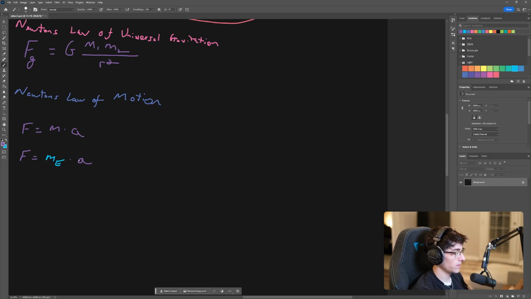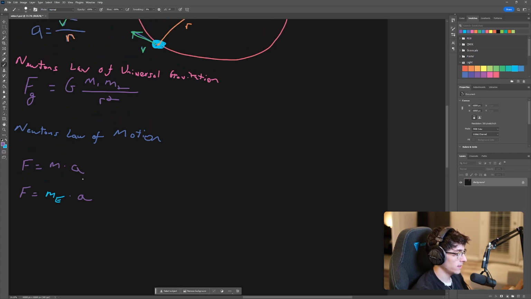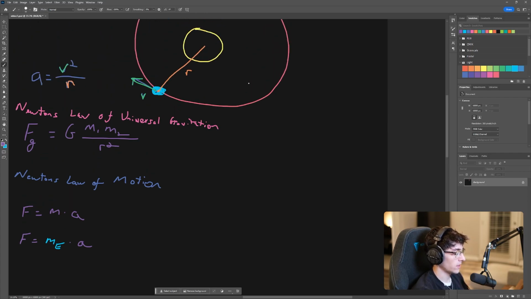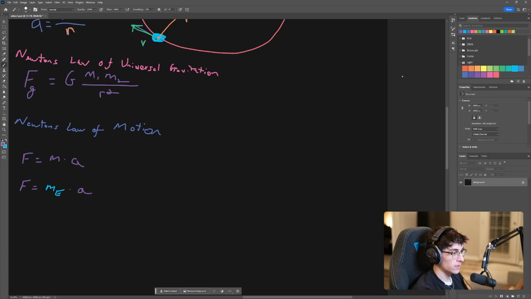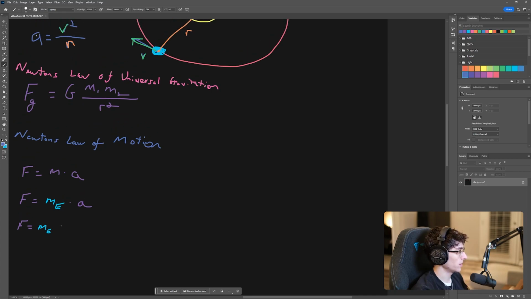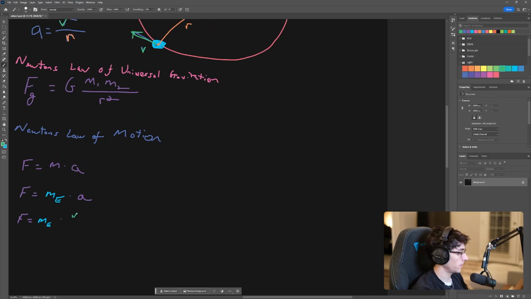All right, cool. But wait a second, we know that a in Earth's orbit, its acceleration, is due to its centripetal acceleration, and we know that centripetal acceleration is a equals v squared over r. So let's replace this a with what a is equal to up here. So now we can write force equals mass of the Earth times acceleration, which is equal to v squared over r. So let's take this green, we go v squared over r.